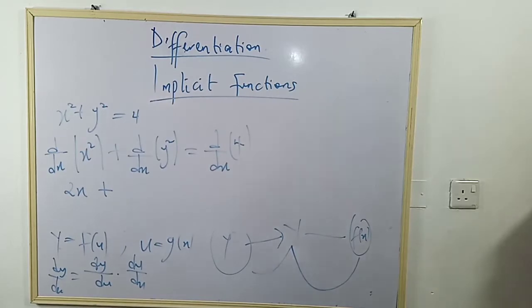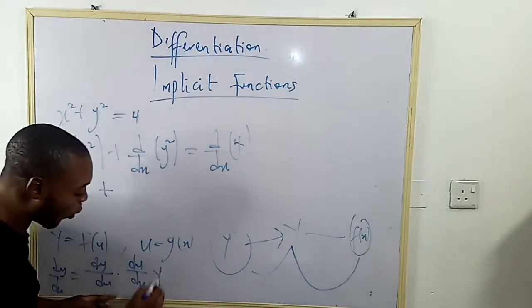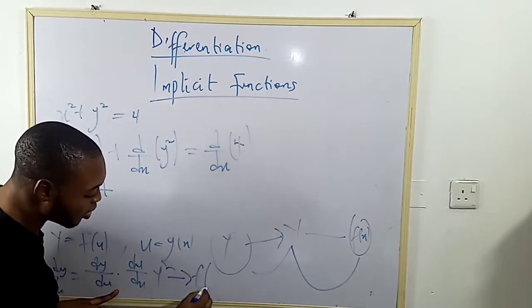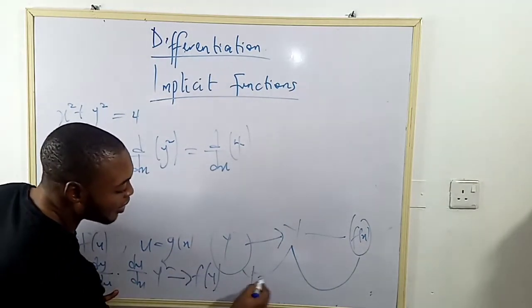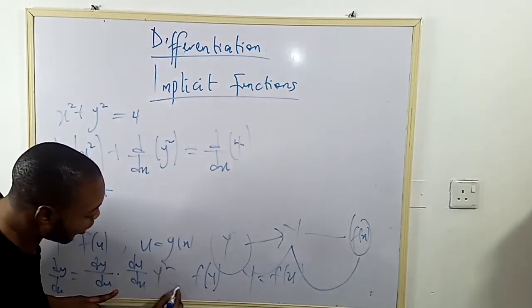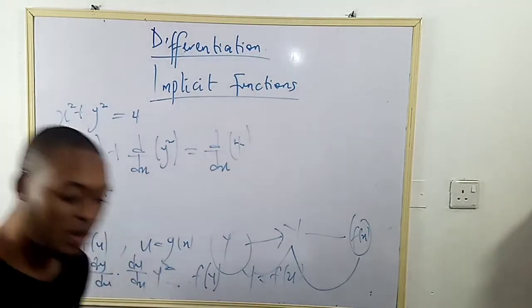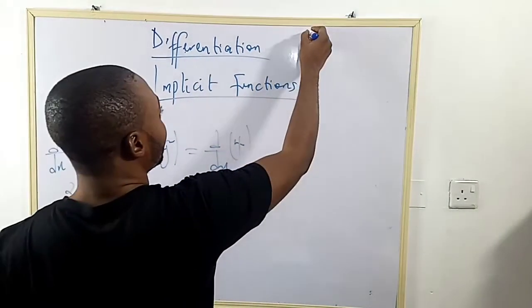So from now, y squared is a function of y. That is, y squared is a function of y, and y is a function of x. You get that? y squared is a function of y, and y is a function of x. Let me write that here. Come here.